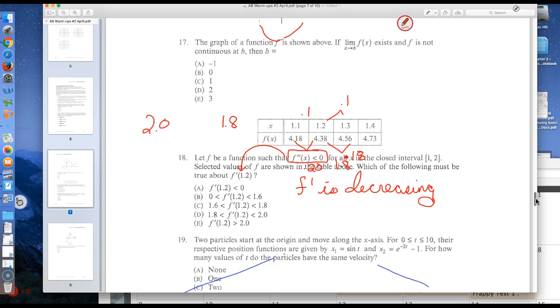Are you okay with what I'm doing there? It got kind of sloppy. So which one has those as the constraints? Who's my answer? D. Yep.